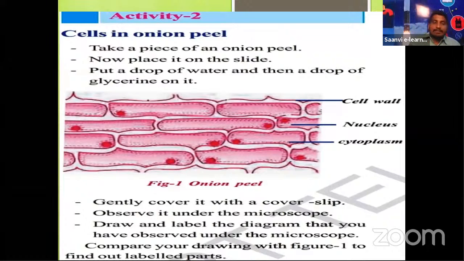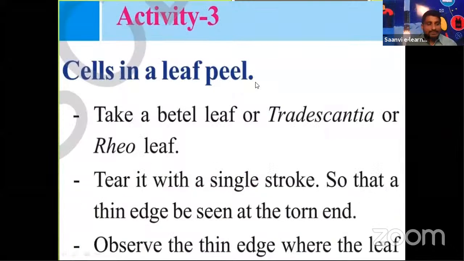Okay, children, let us go for the next activity. Yes, the next activity is cells in a leaf peel. Here, take a beetle leaf like tamalapaku. Take a beetle leaf or tradescantia or rheo leaf.